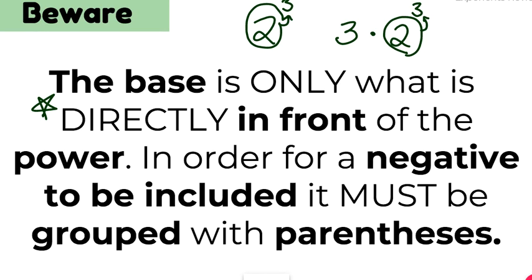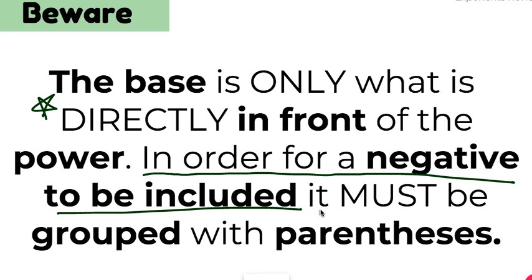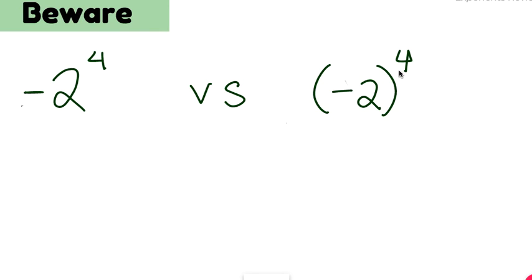The reason this becomes important is when negatives start coming into play. So read along the second line with me. In order for a negative to be included, it must be grouped with parentheses. Here's where this happens. We have 2 different situations that we're going to compare. In the first example, both of these have a negative and a 2 and a 4 as an exponent. But on the left-hand side, there are no parentheses. On the right-hand side, there are parentheses. These are 2 different problems.